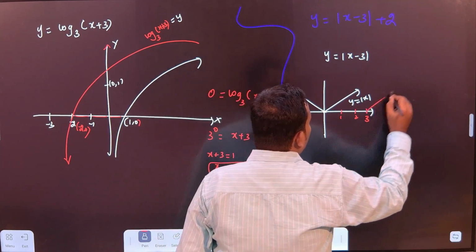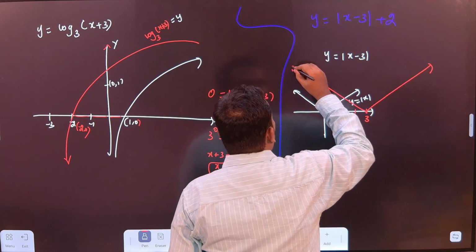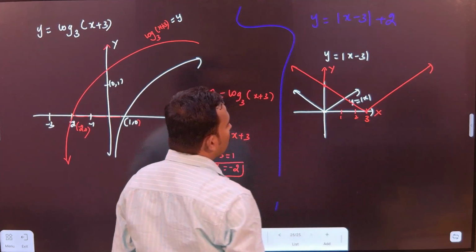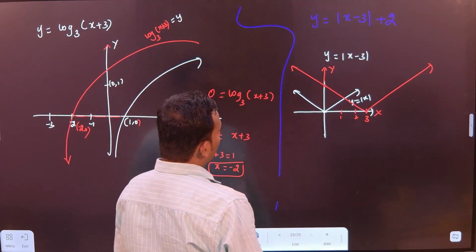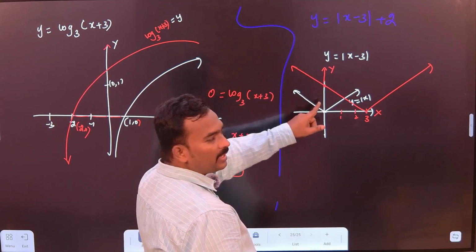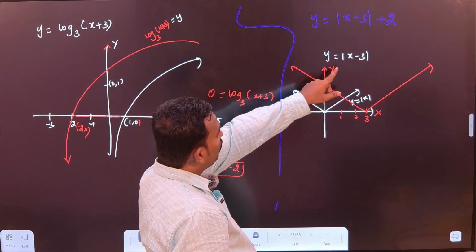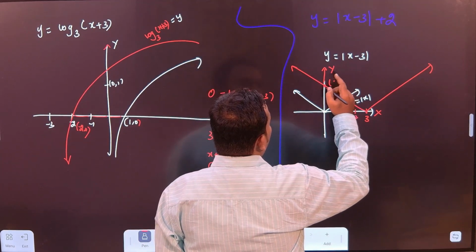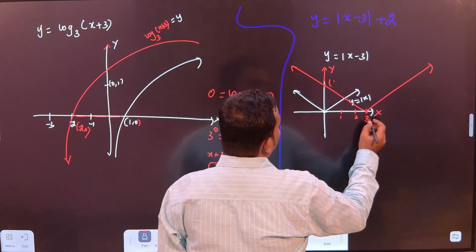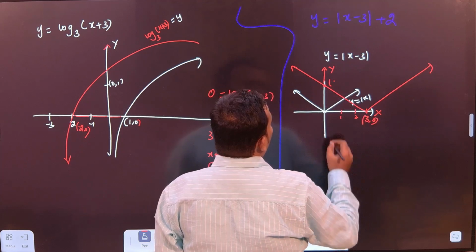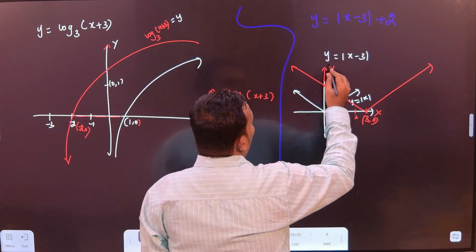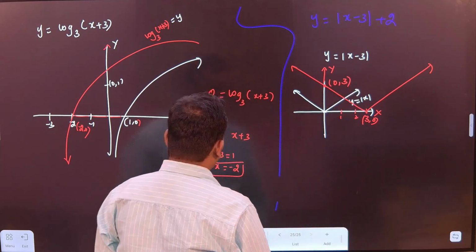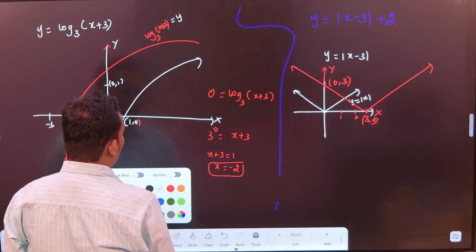So 3 units right. What are the intercepts? This is the y axis, this is the x axis. Put y equal to 0, then x is equal to 3, so 3 comma 0 here. And put x equal to 0, y is equal to mod minus 3, that is 0 comma 3. These are the intersecting points.